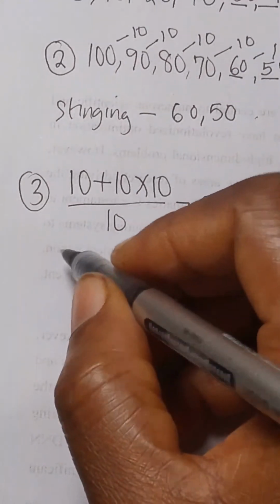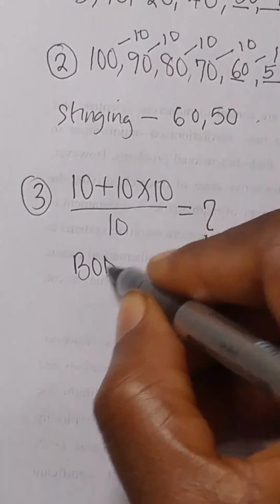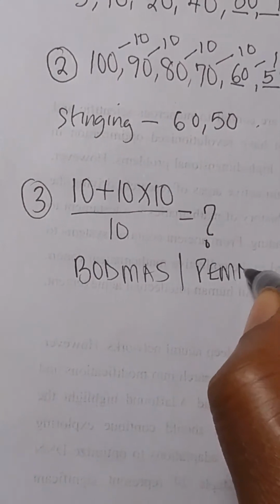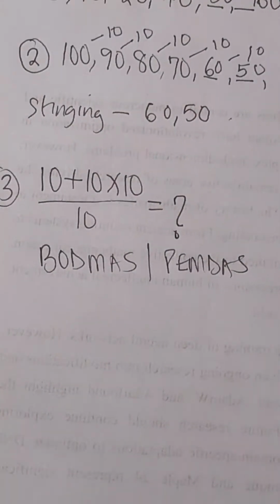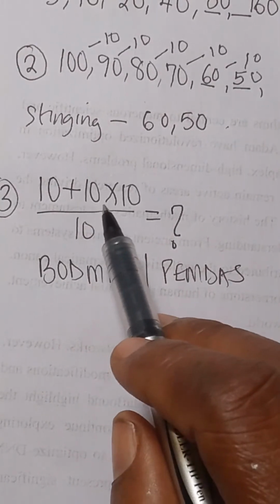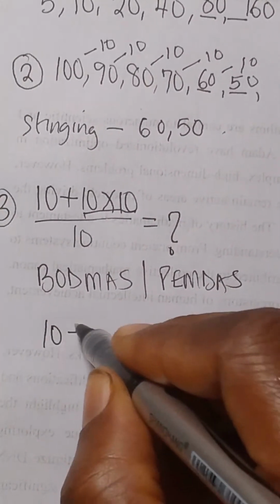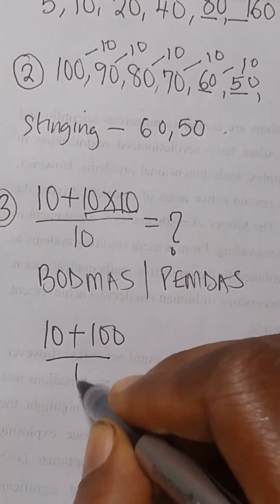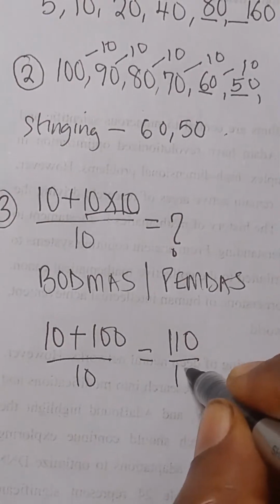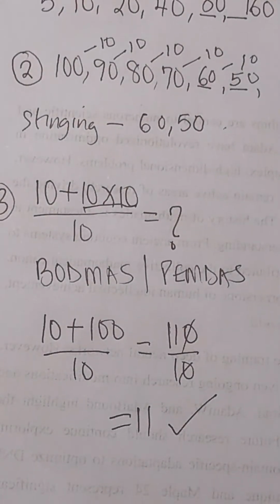This is Life Challenge with Dr. Vivian. Now, we are going to apply BODMAS, and some people call it PEMDAS. Now, here we have 10 plus 10 times 10. We don't add before multiplying. We multiply first before adding. So we solve here first. We have 10 plus 10 times 10 is 100, all over 10. 10 plus 100 is 110 all over 10. And this is equal to 11. So 11 is the correct answer to this question.